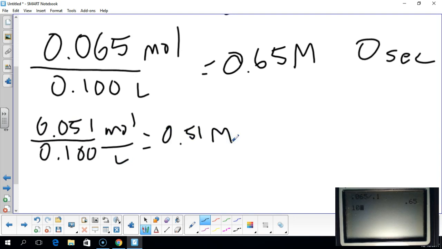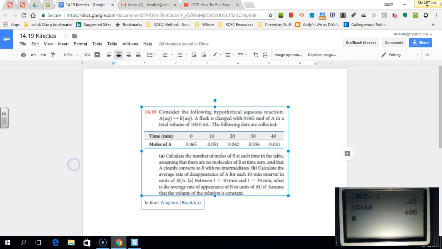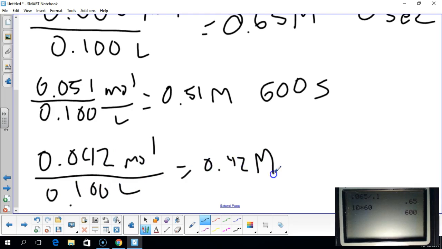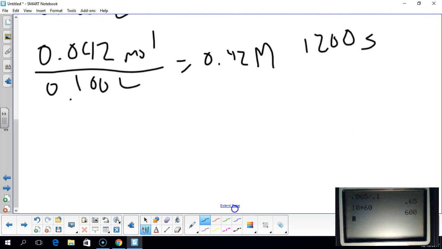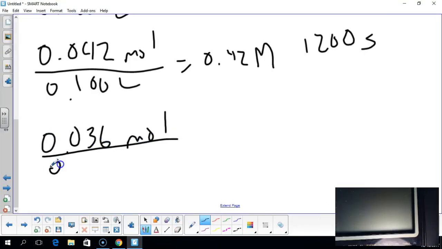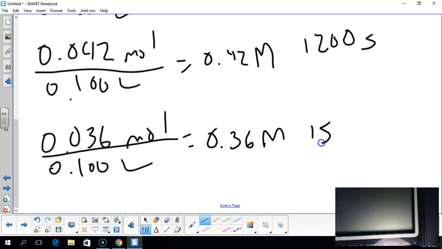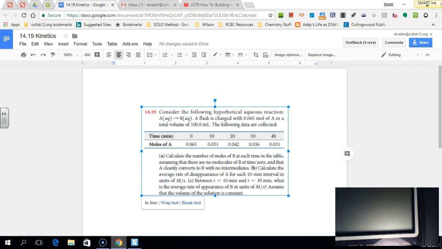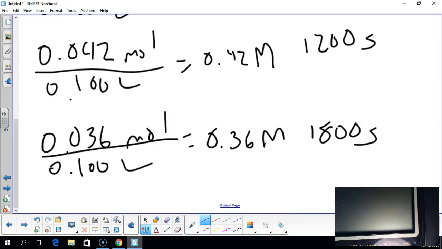10 minutes at 60 seconds per minute is equal to 600 seconds. Now the next one, at 20 minutes, is 1200 seconds. And the next one is at 1800 seconds. I'm just adding 600 seconds every time. The last one is 2400 seconds.